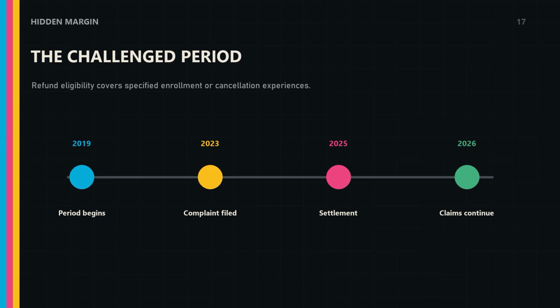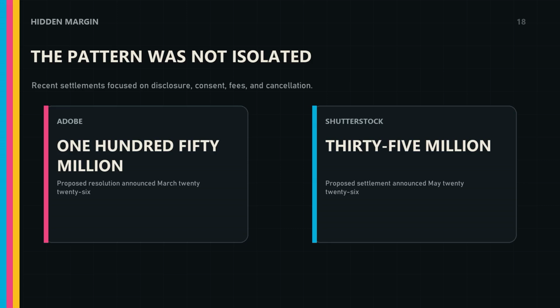The important lesson is not that one company invented subscription friction. It is that the economics were large enough to produce one of the most significant consumer protection settlements in the Commission's history. Other recent matters show the same pattern across creative software and digital content. In March 2026, the Justice Department announced a proposed $150 million resolution of allegations involving Adobe subscription disclosures, cancellation, and early termination fees. Half was described as civil penalties, and half as free services for customers.